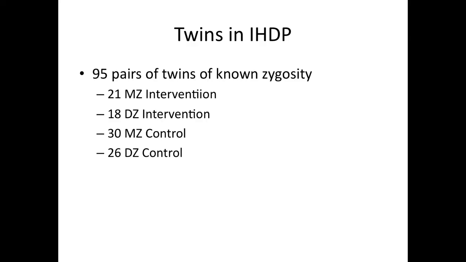But an interesting thing, it turns out, and I credit my colleague Clancy Blair with noticing this, is that for pretty much random reasons, the IHDP included 95 twin pairs of known zygosity. And these twin pairs were always assigned as pairs to the same condition. There were MZ and DZ twin pairs. 39 of them, a very small N I'm reporting here, were randomly assigned to the intervention condition, and 56 of them were assigned to the control condition.